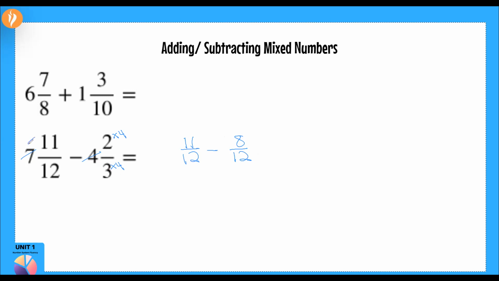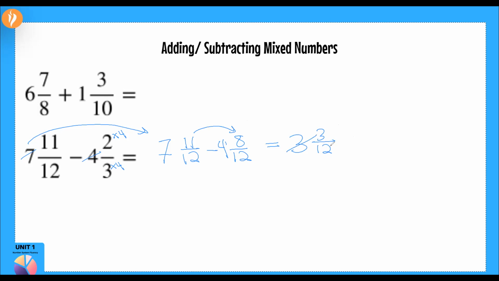Now we're going to bring over those whole numbers. Since our fractions look good, we're going to subtract. 7 minus 4 is 3. Our denominator is a 12. And 8 from 11 is what? 3: 8, 9, 10, 11. Yep. Now, since our fraction can be simplified, let's ignore the 3 for a minute.